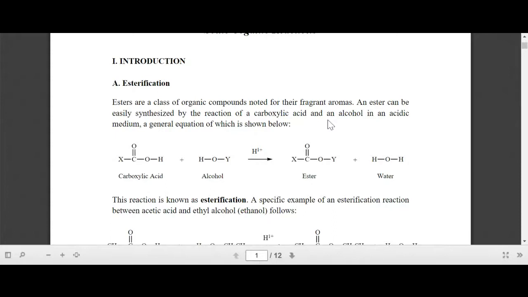Okay, for this experiment today, we have two parts. One is esterification. With esterification, we have carboxylic acid and alcohol, and the product is going to be an ester. The functional group for ester is COO. So it's a C double bond oxygen, C single bond oxygen, and then we have two groups attached, one on each side, to the carbon. So we have the ester functional group.